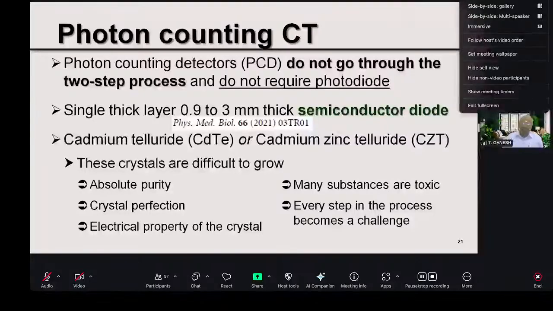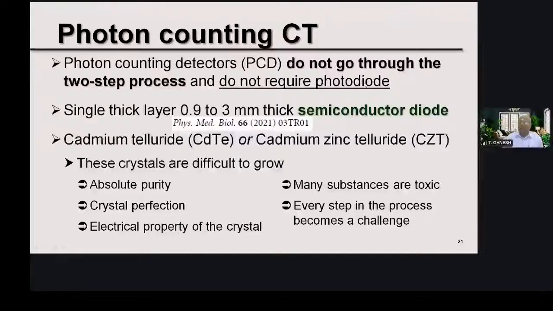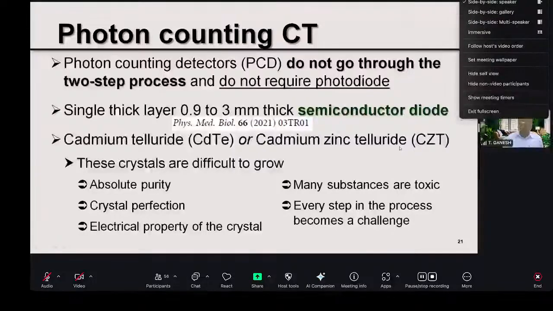So there is no two-step process. It is direct conversion of X-ray energy into signal, and they do not require a photodiode. There is a single thick layer of 0.9 to 3 millimeter thick semiconductor diode, maximum about 3 millimeter thickness, and these semiconductors are made up of either cadmium telluride, CdTe, or cadmium zinc telluride. One manufacturer, I think GE, uses silicon also, but most of the other manufacturers use cadmium telluride or cadmium zinc telluride.